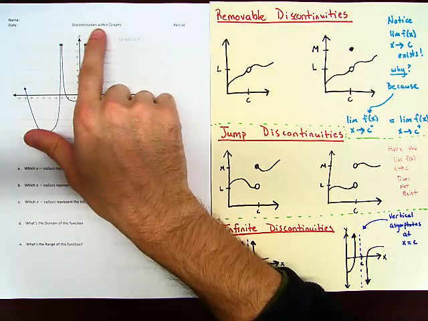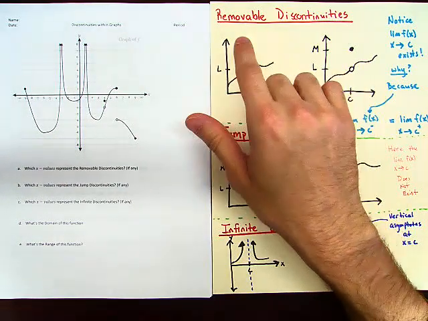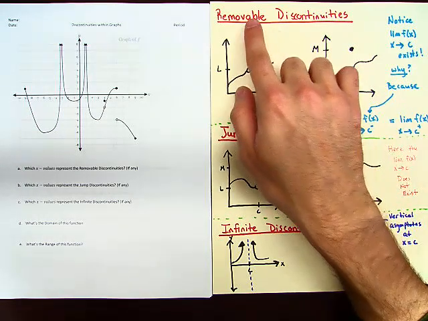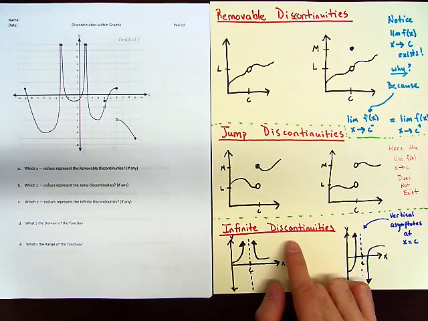So, discontinuities within graphs. We got this. Here, let's talk about three types of discontinuities: a removable discontinuity, a jump discontinuity, and an infinite discontinuity.